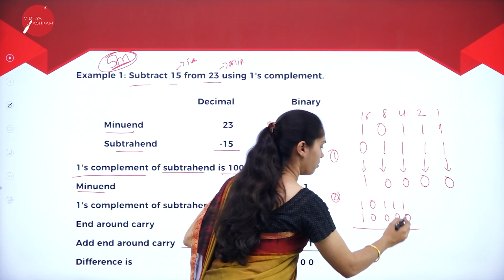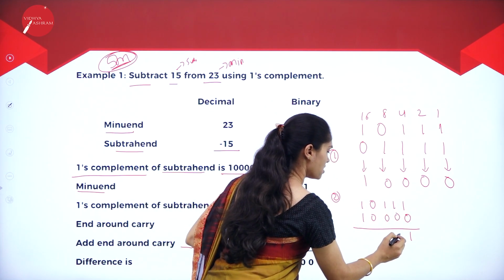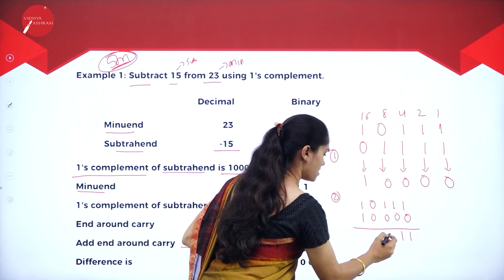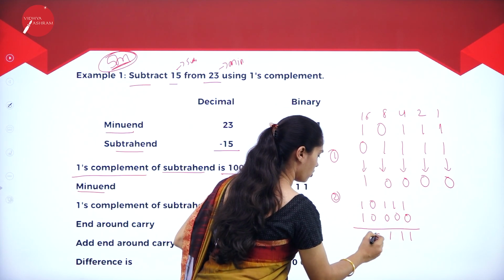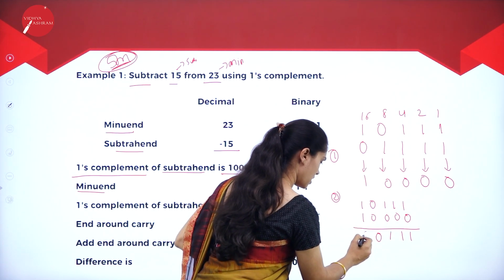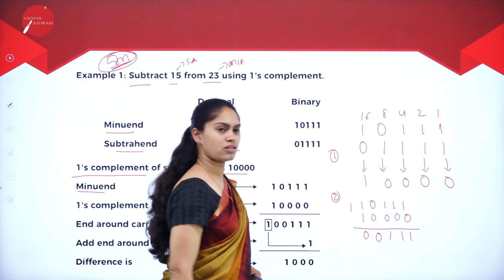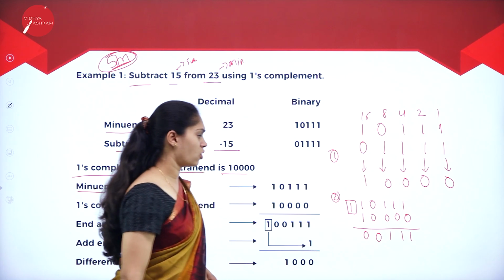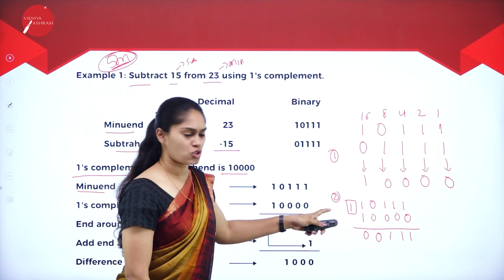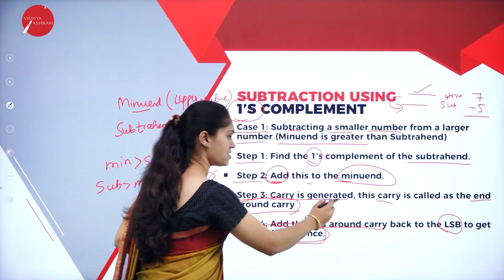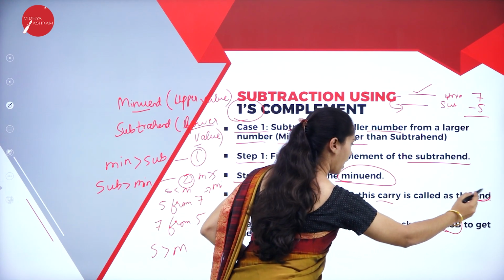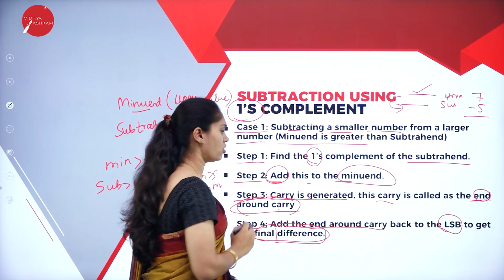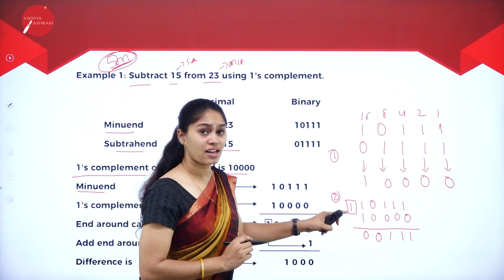Now 1 plus 0 is 1, 1 plus 0 is 1, 1 plus 0 is 1, 0 plus 0 is 0, 1 plus 1 is 0, carry 1. So as I discussed, we are going to get a carry. If I get a carry, what should I do? We'll see. Carry is generated. This carry is called the end around carry.